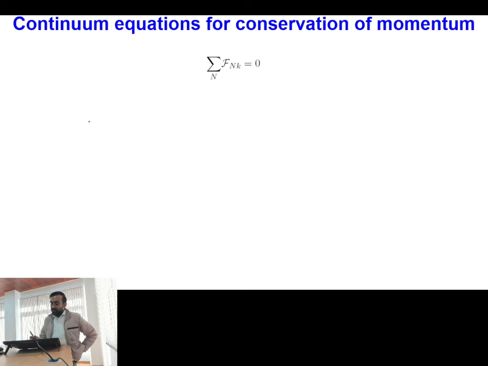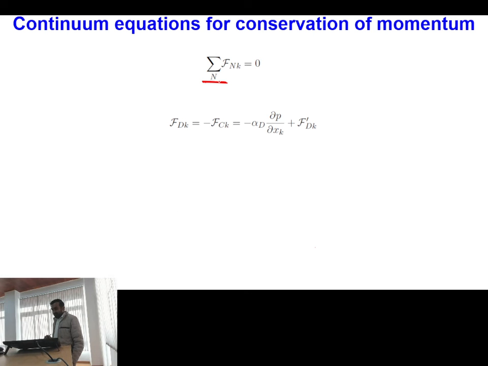So that's why you can see over here, this is nothing but a summation sign. Without summation, I cannot say that F and K is equal to 0. But the sum of all forces within the control volume, all interaction forces, will be equal to 0.